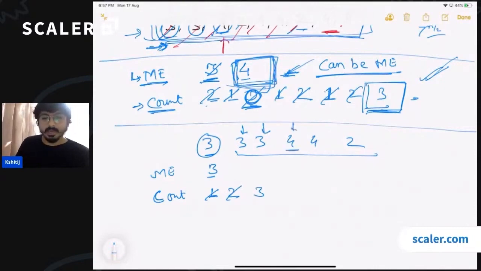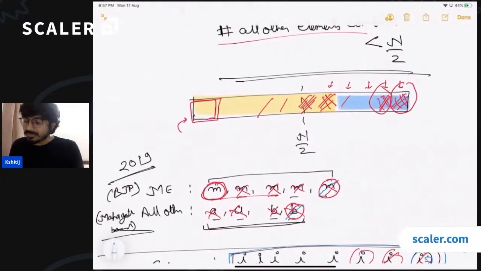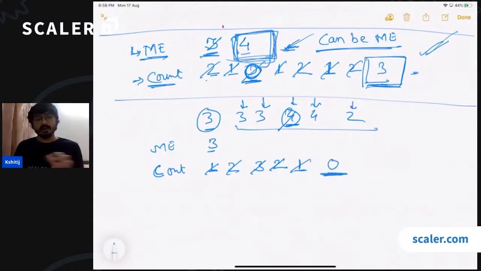Then you go to 4 and now you get a different number. What was the initial observation that we made? The observation was if you remove 2 distinct elements, the majority element remains the same. So if I get 2 distinct elements, I will cut them down. I will not count the occurrence of 4. I'm ignoring 4 and simultaneously reducing the count here. Then I get 4 again, I am again reducing the count. Then I'm getting another different number, so I'm reducing the count. Count becomes 0. If count becomes 0, that means there is no majority element.